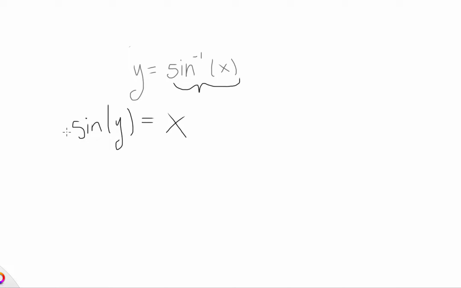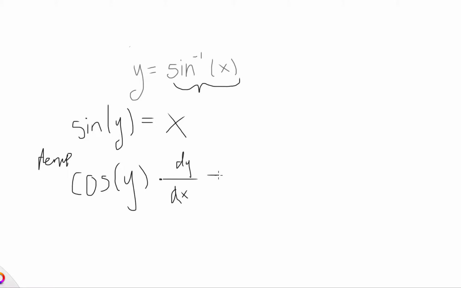So now from here, we can actually start deriving, because we all know the derivative of sine is cosine, right? So we'll derive again. I can just label this step derive. So it's cosine y times, what's the derivative of y? dy dx equals, what's the derivative of x? In this case, it's 1.